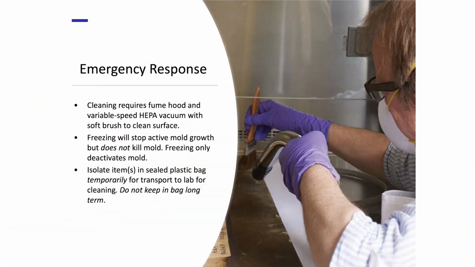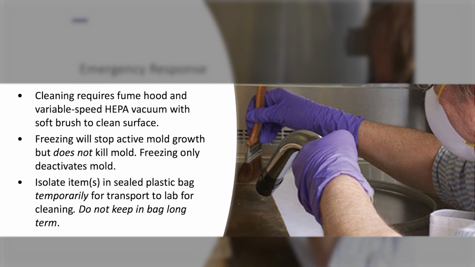Moldy items are sent to a conservation lab where they can be treated by brushing off inactive mold with a variable speed HEPA vacuum and fume hood system, or, if this equipment is not available, where the mold can be brushed off outdoors. Freezing in the case of active mold is the best way to deactivate the spores before they can be vacuumed off, but freezing does not kill the mold. Killing mold is very difficult and usually requires forces that might damage archival materials, like extreme heat or caustic chemicals.